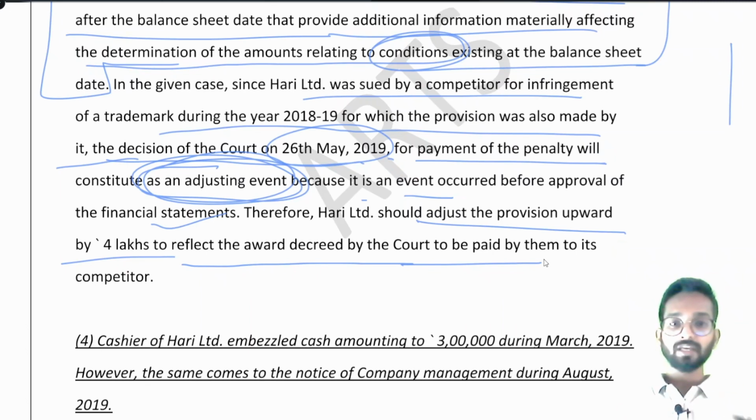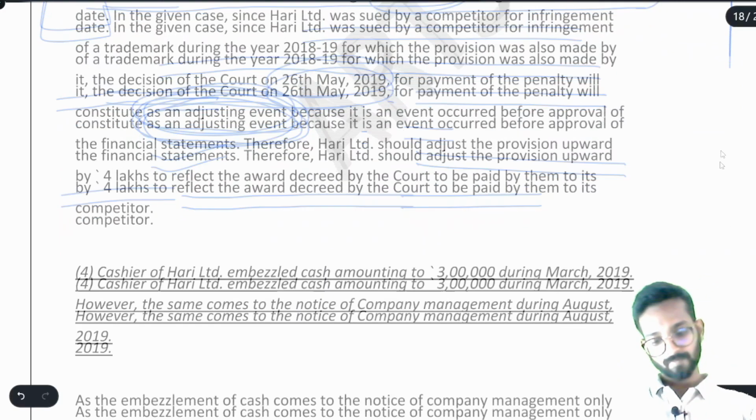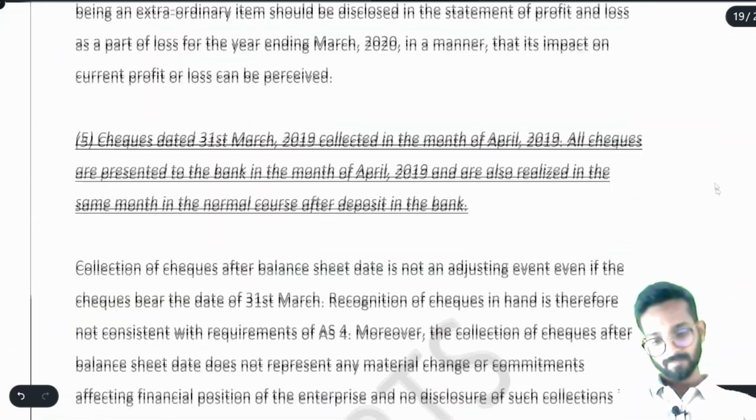जो भी कोर्ट ने ऑर्डर दिया है, because court ने ऑर्डर दिया है 12 लाख रुपीस पे करने का, हमने provision बनाया था 8 लाख रुपीस का, so we will increase a provision by 4 lakh. Simple. Now cashier of Hari Limited embezzlement, it is again the embezzlement of cash, same.